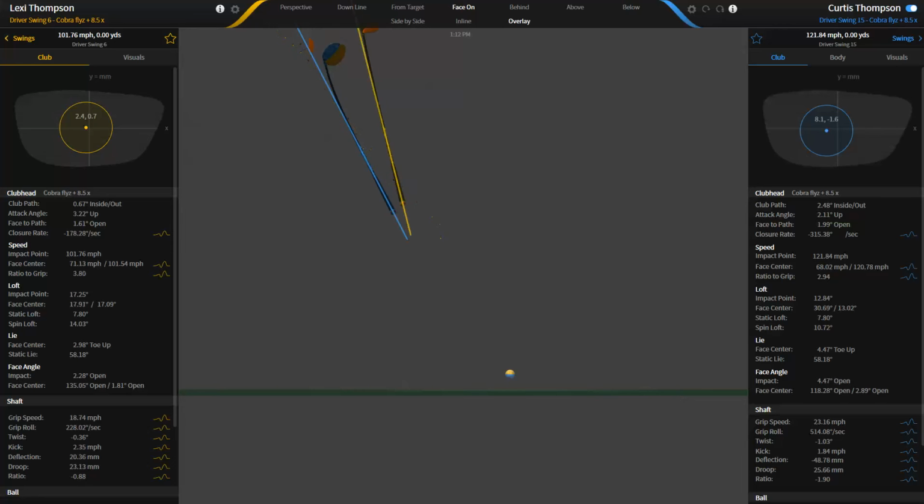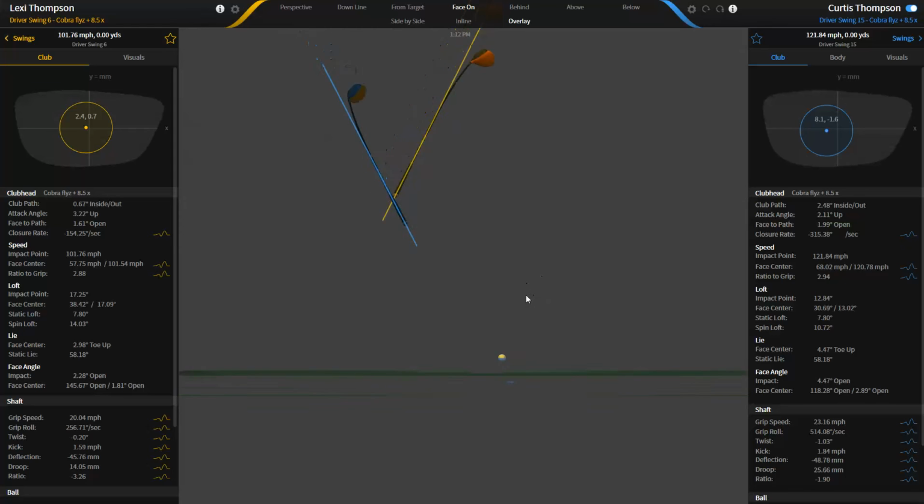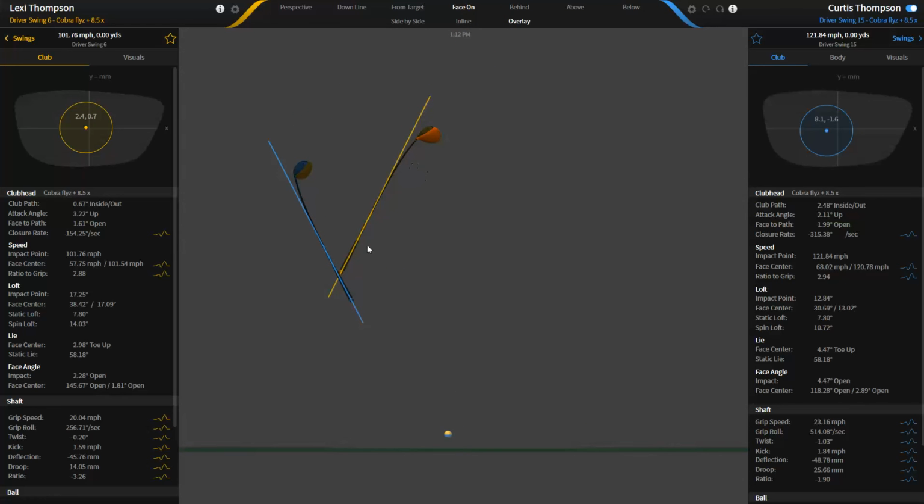So let's take them both to the max club head speed that they get. Lexi's top club head grip speed is about right here. This is the part of the golf swing where the club reaches its highest grip speed. So she's really going to crack that. And Curtis is about right in here. So this is basically when they both get to their max speed.